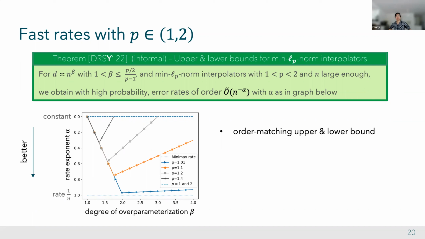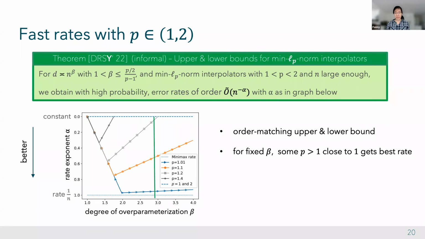On the x-axis, we have the overparameterization degree β. What we plot here is, for different p's, we fix p, we vary β, and we look at how the rate exponent looks. I'll say in a minute why we plotted it this way and not the other dual way, where we have p on the x-axis and β as the lines.